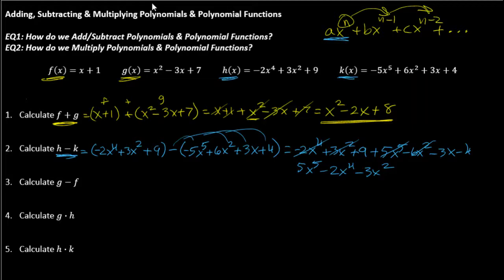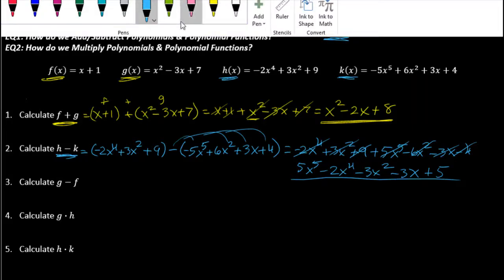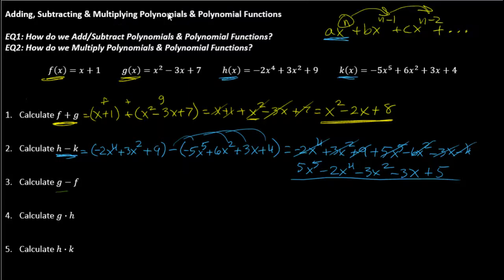And then we are going to be looking for the x's, and there's not any. That's just minus 3x. And now the constants. So plus 9 minus 4 leaves me with plus 5. Okay, so my answer for h minus k is going to be 5x to the fifth minus 2x to the fourth minus 3x squared minus 3x plus 5. Okay, so pretty simple. It's all about just staying organized.